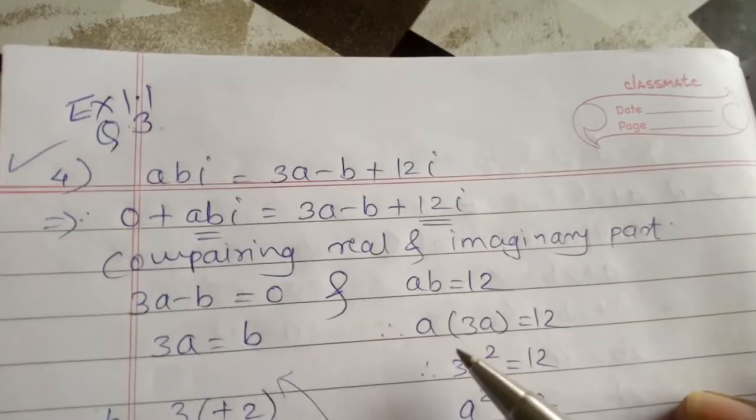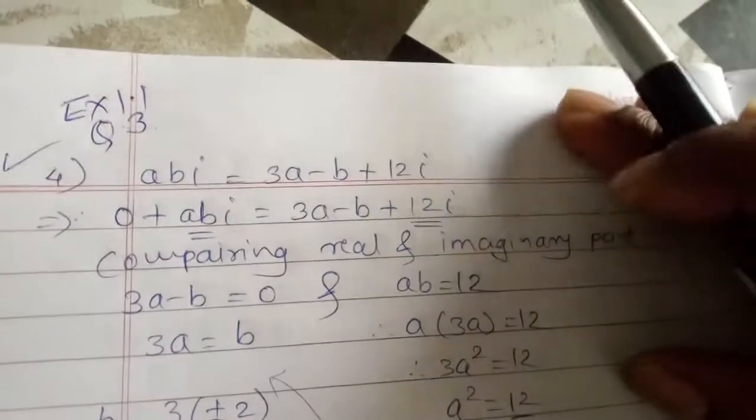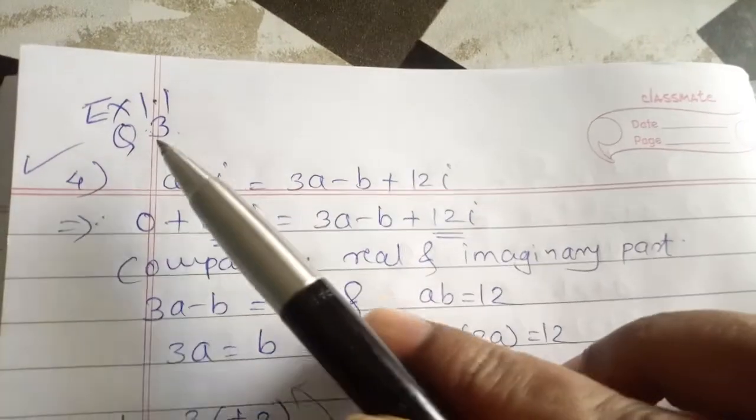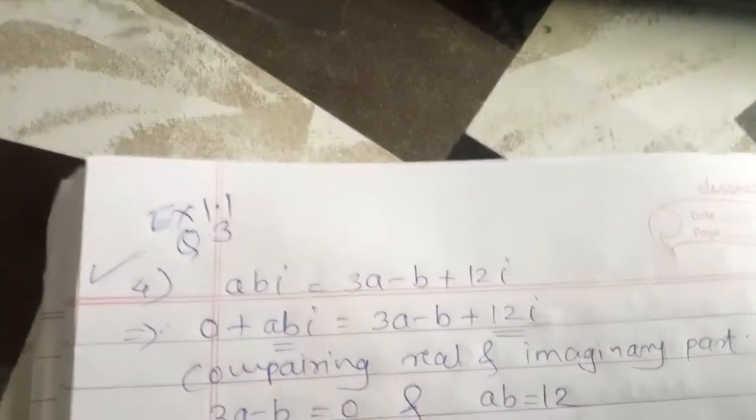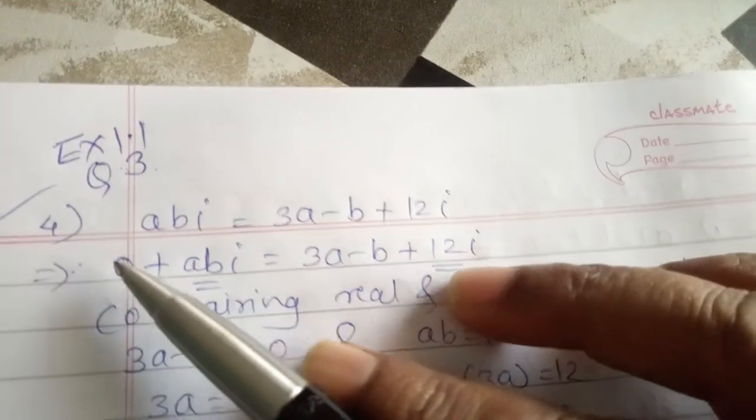Hello students, I am going to continue with the chapter Complex Numbers of 11th Standard. Exercise 1.1, question number 3, in which there are total 20 to 25 examples, and we start with the question number 3 and example number 4.